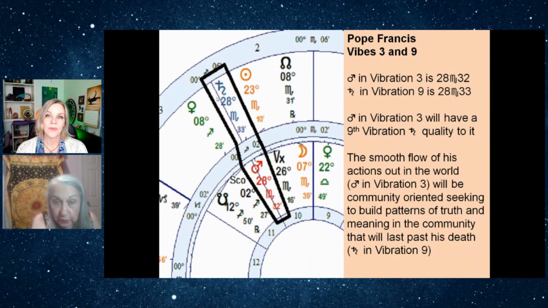Now, this works the other way too. His Saturn in 9 is energized by Mars in 3. So his sense of responsibility for the community just flows out from him in this natural way. Like I said, it's much enhanced if he's got aspects to them in the vibrations. But here's an attempt to explain this. The smooth flow of his actions out in the world will be community-oriented, that's a 9, seeking to build patterns of truth and meaning, that's a Saturn, in the community, 9, that lasts past his death, Saturn. Very cool. And that's what he does.